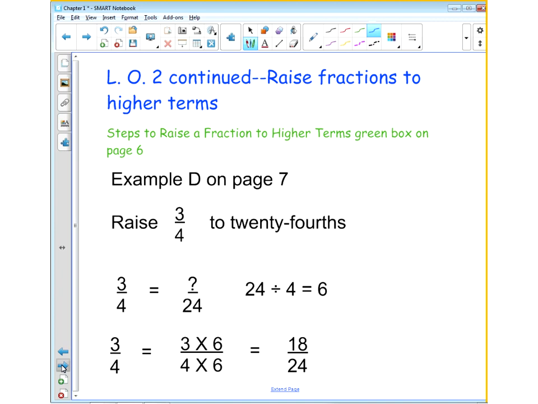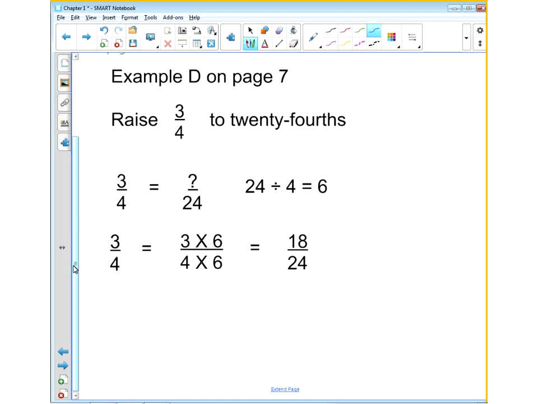Raise 3/4 to 24ths. Okay, so I want to take 3/4 and convert it to a fraction with 24 as the denominator. So the first step is to divide the new denominator by the old denominator. I'm going to take the new denominator, 24, and divide it by the old denominator, 4. So that gives me 6.